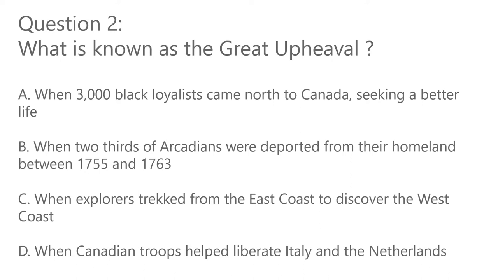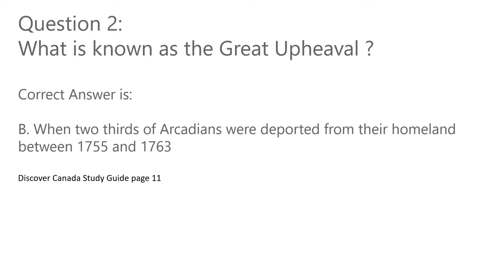Question 2. What is known as the Great Upheaval? A. When 3,000 black loyalists came north to Canada, seeking a better life. B. When 2/3 of Acadians were deported from their homeland between 1755 and 1763. C. When explorers trekked from the east coast to discover the west coast. D. When Canadian troops helped liberate Italy and the Netherlands. Correct answer is when 2/3 of Acadians were deported from their homeland between 1755 and 1763. Discover Canada Study Guide, page 11.